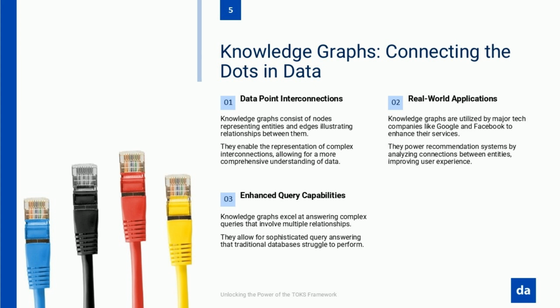One of the most powerful features of knowledge graphs is their ability to enable complex query answering. Traditional databases often struggle with queries that require traversing multiple relationships or inferring new connections. Knowledge graphs, however, excel at this type of task. For instance, a knowledge graph could easily answer a query like, what actors have starred in movies directed by Christopher Nolan and also appeared in a James Bond film, by traversing the connections between actors, movies, and directors.